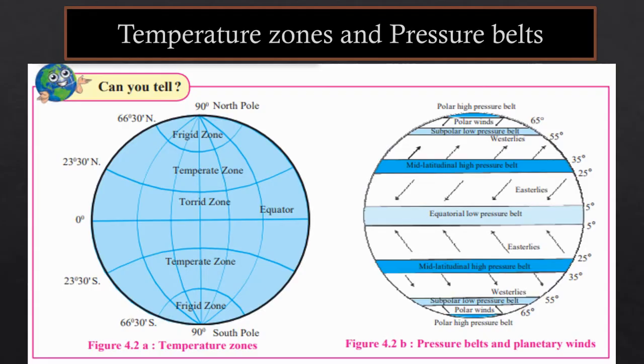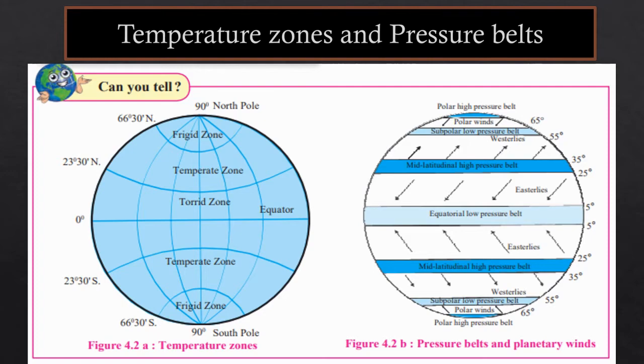equatorial low pressure belt, mid-latitudinal high pressure belts, which are on both sides of the equator, then subpolar low pressure belts and polar high pressure belts. The extent of an air pressure belt is up to 10 degree parallel, which is narrower compared to the latitudinal extent of the temperature zones, which is much larger. For example, the temperate zone extends from 23 degree 30 minutes to 66 degree 30 minutes.